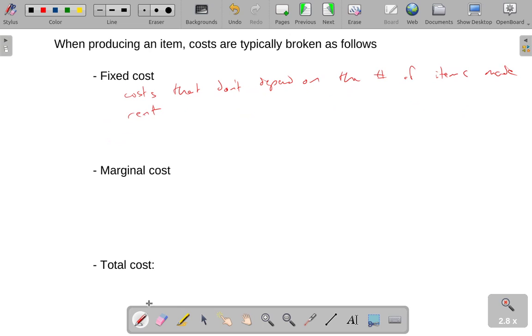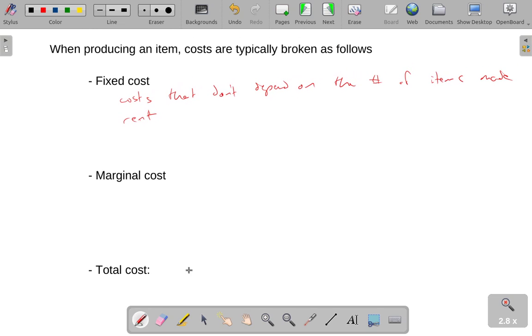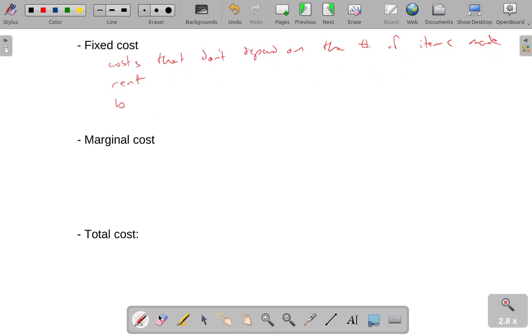There's other various things that could be fixed costs. In any case, we're going to use the letter B generally to refer to fixed costs. Marginal cost, this is the cost to produce one more item. Sometimes fixed costs are also called startup costs.